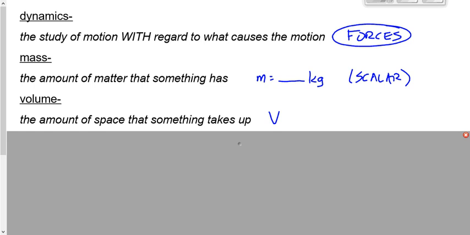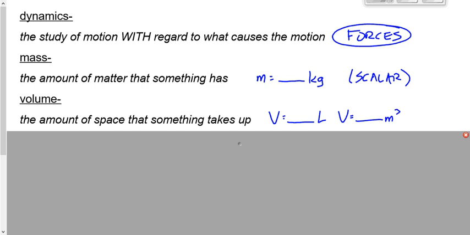Volume, the symbol for that is typically a capital V, and the units for volume would be, anybody want to take a stab at that one? Yep, liters. Sometimes you see it as, yep, meters cubed as well.